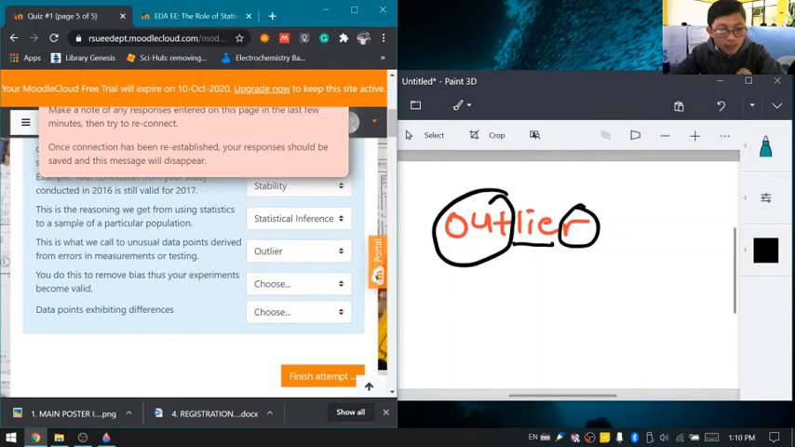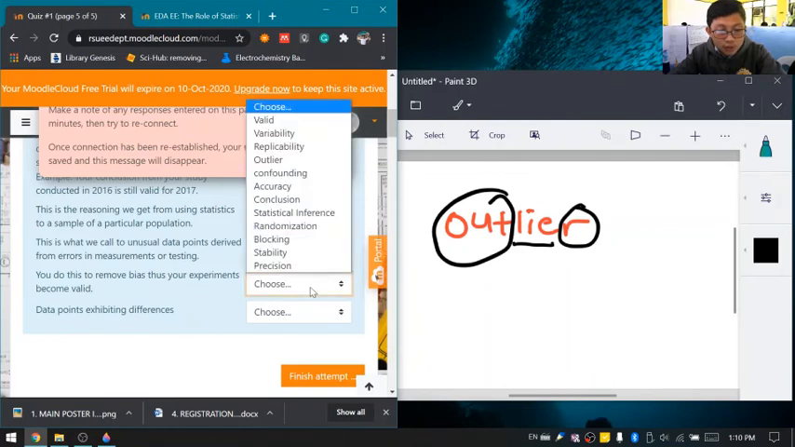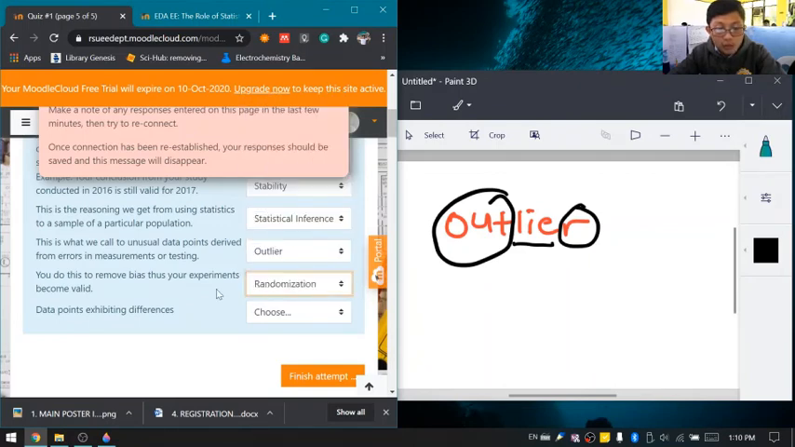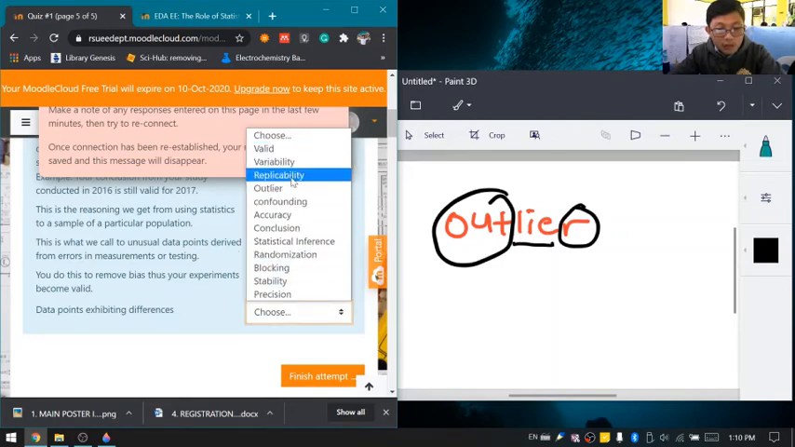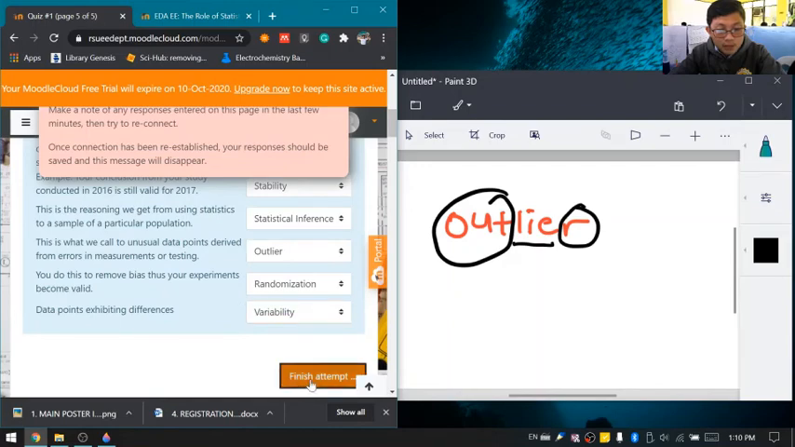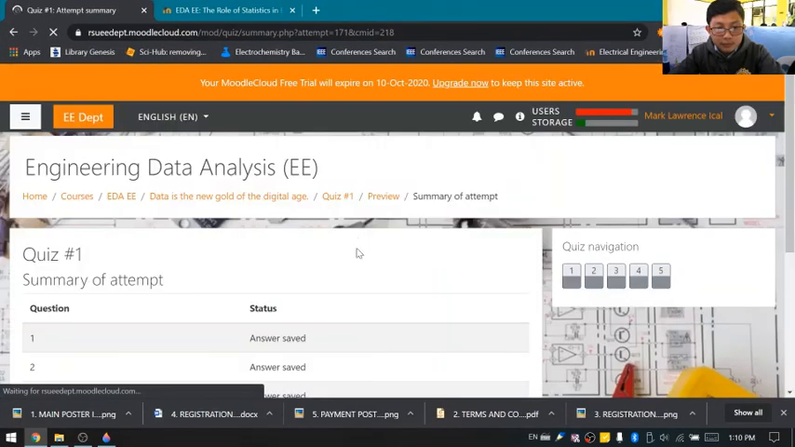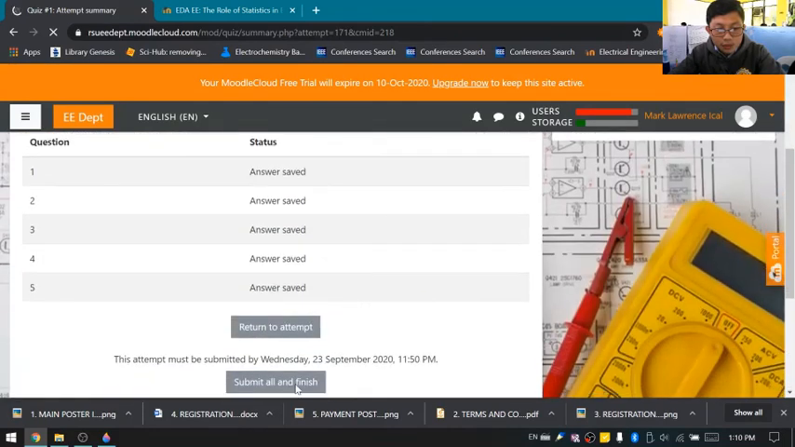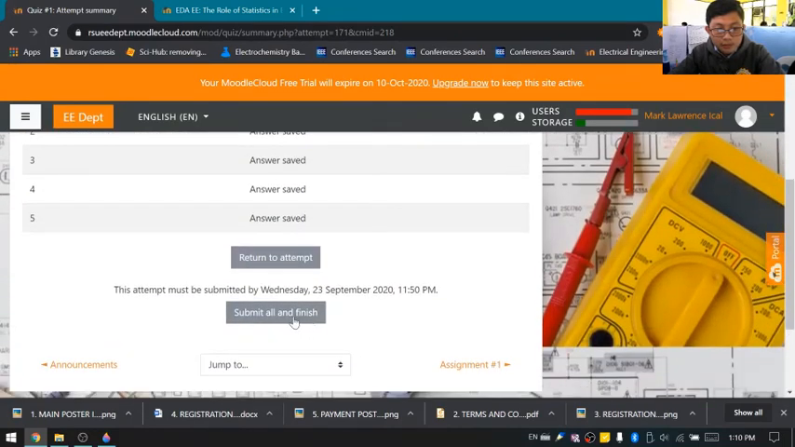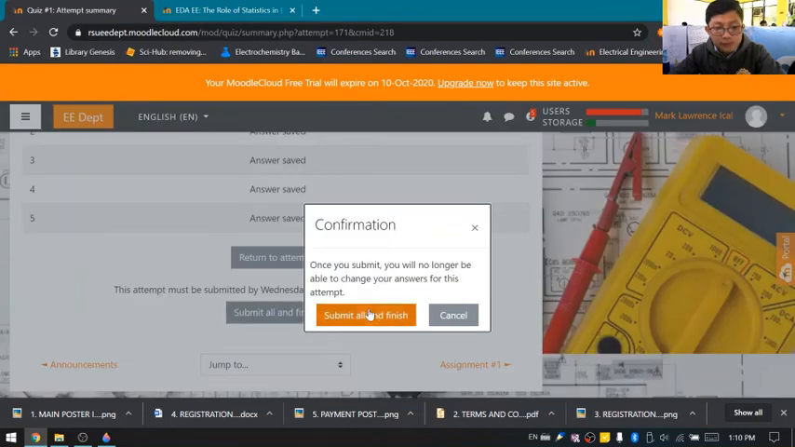So you do this to remove bias, thus your experiments become valid. So you do randomization, so you make it random. So a data point exceeding differences, so this is variability. Alright, so finish it up. So submit all unfinished. Submit all unfinished.